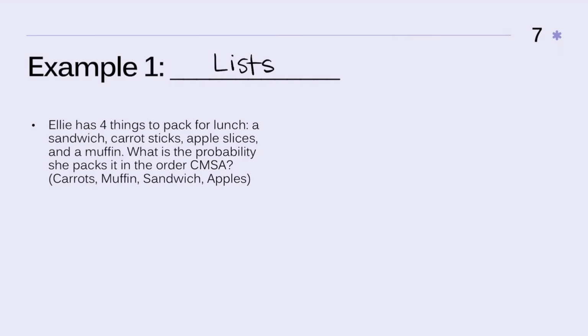So Ellie has 4 things to pack for her lunch: a sandwich, carrot sticks, apple slices, and a muffin. What is the probability she packs it in the order carrot, muffin, sandwich, apples? This is a dependent example.